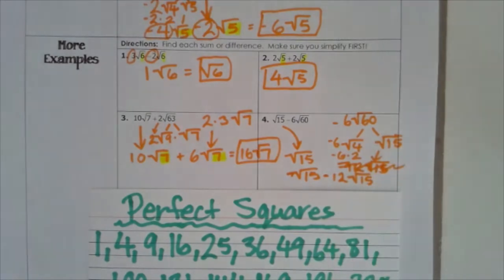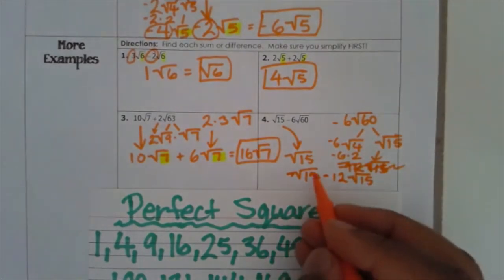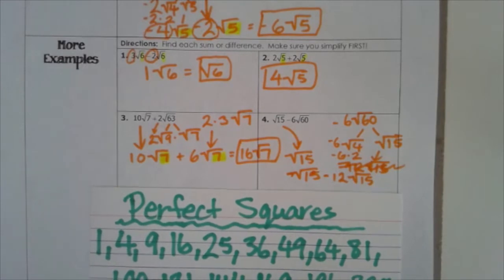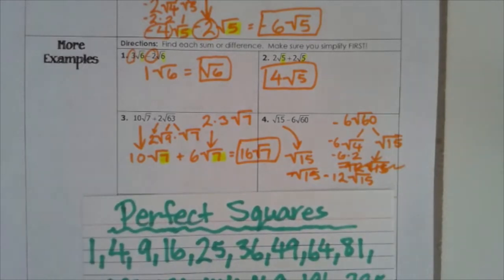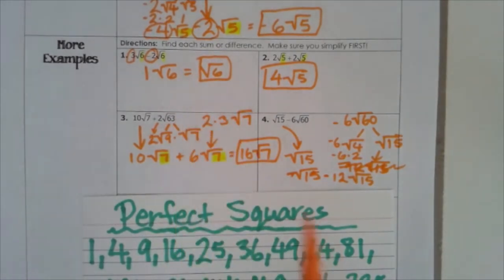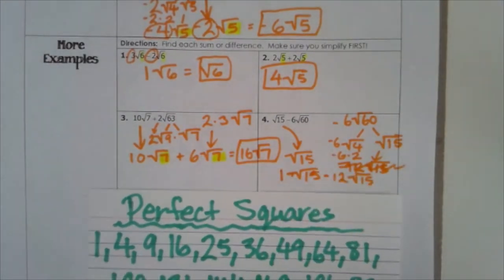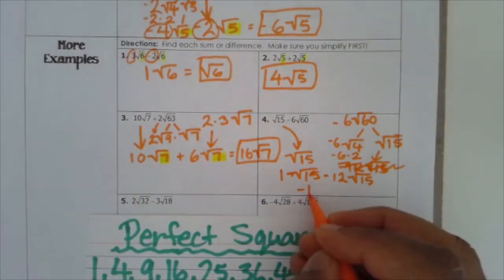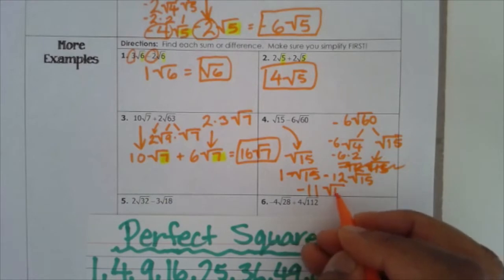Give myself a little bit of space here. Now, I can go ahead and actually simplify those. I have the square root of 15 minus 12 square root of 15. Now, something I want to point out to you, just like we mentioned in number 1, I don't have to write the 1 on the outside. It's understood. So there's that imaginary 1 that's going to be in front of the square root of 15. So I'm going to have 1 minus 12, which is going to end up with a negative 11 square root of 15.